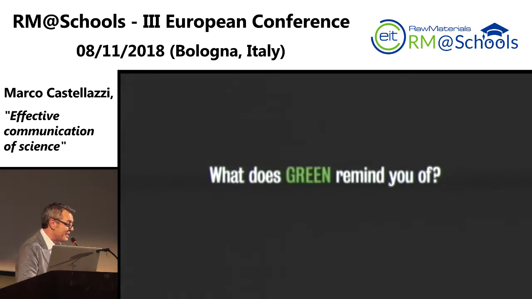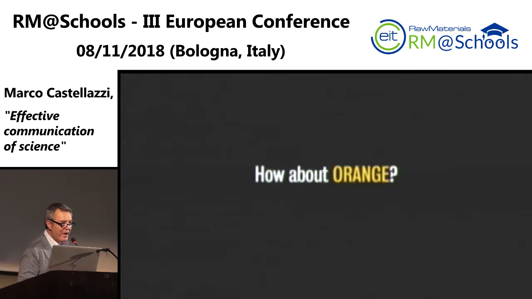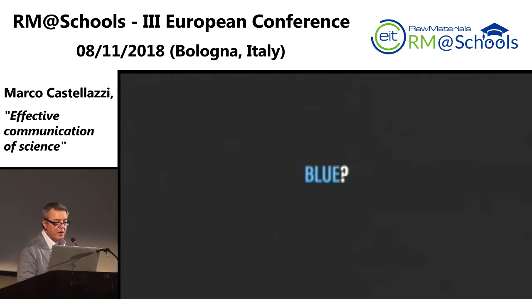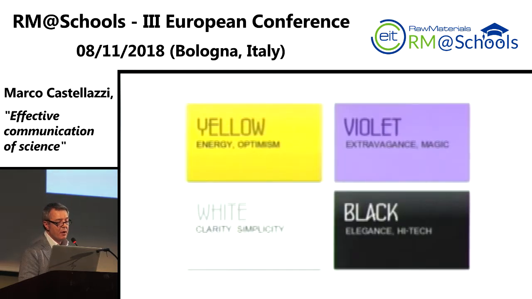Green suggests to us, okay, go, clear, circular economy. Red, we already saw what it means. Orange, now we see all these colors work on our subconscious. We don't understand why, but they work. Blue, trust, loyalty. Orange, learning and fun. Red, intention. Quick decision.